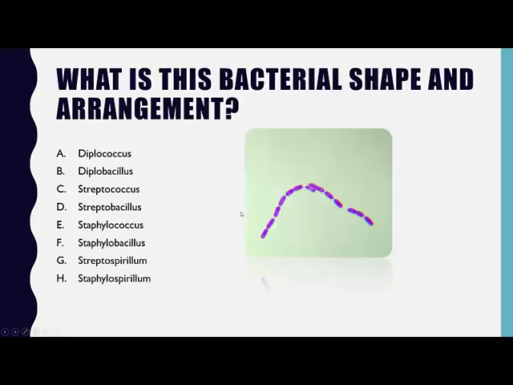Okay? What is this bacterial shape and cell arrangement? Diplococcus, Diplobacillus, Streptococcus, Streptobacillus, Staphylococcus, Staphylobacillus, Streptospirillum, Staphylospirillum. Here's one cell. Here's another. Here's another. Well, it's a bacillus, and it's in a strepto formation, so BD, streptobacillus.